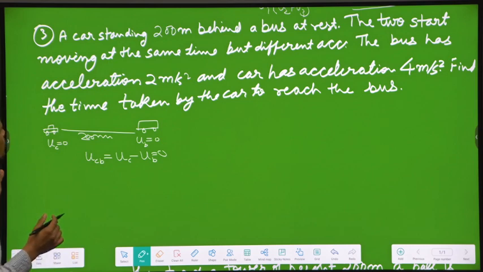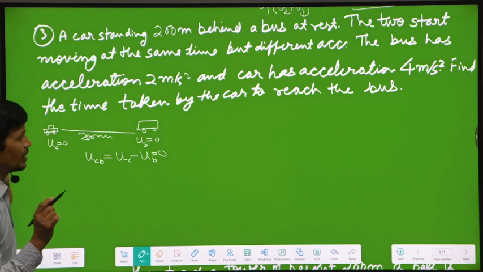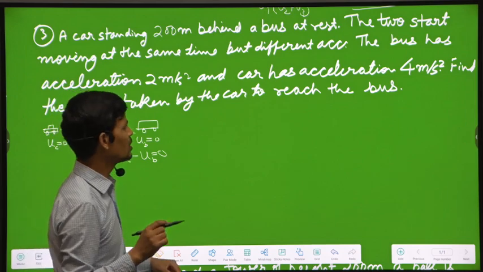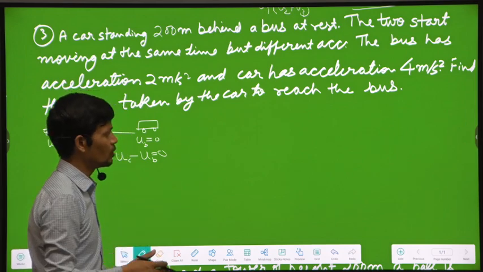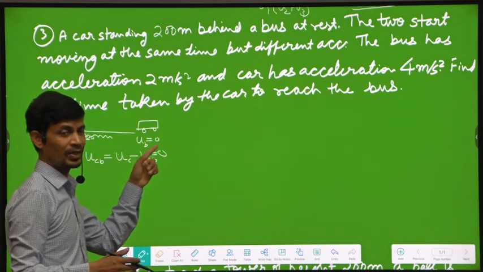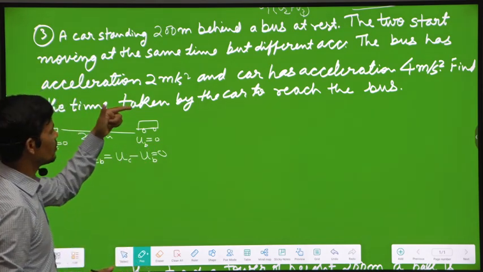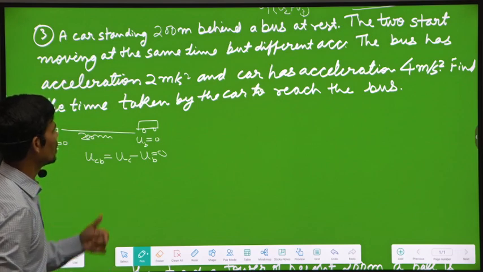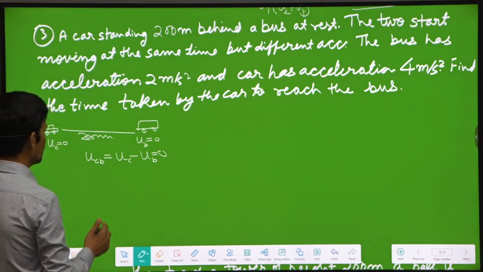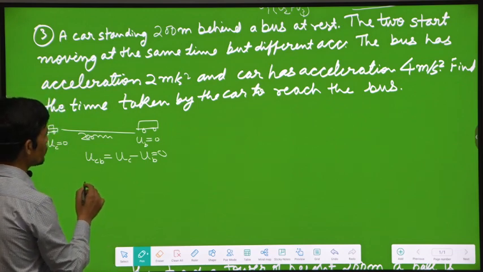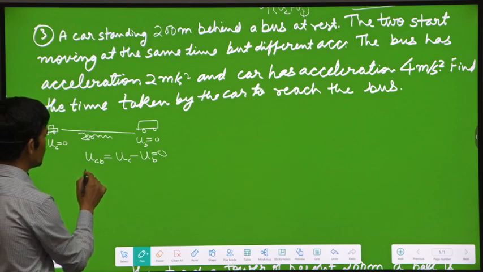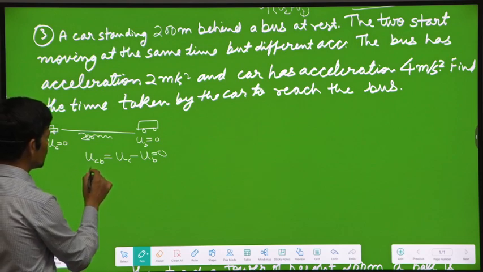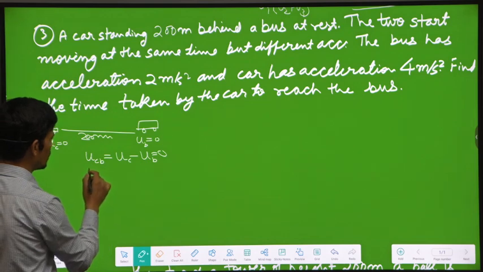Actually, one thing is not given here, that both are moving in same direction. Either I have missed it or it wasn't in the question. But remember this thing, it will catch the bus only if both of them are moving in same direction. So anyway, now we can do it directly.